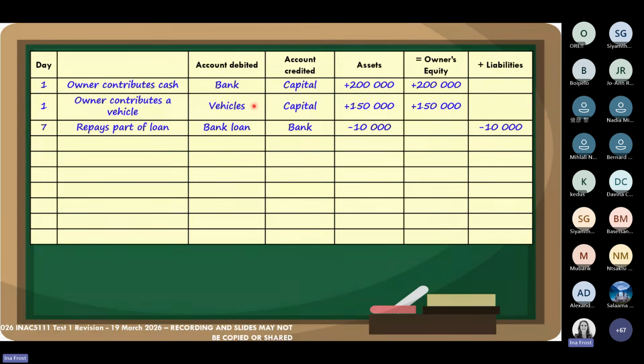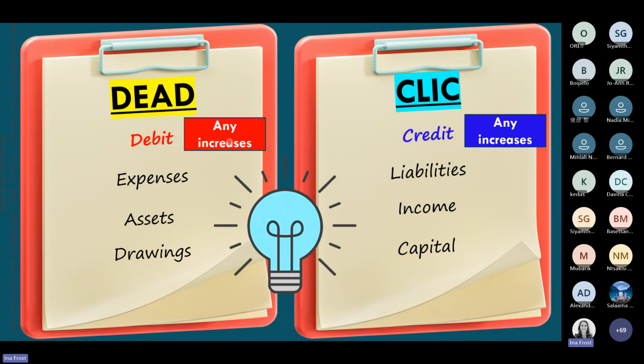Okay, the next transaction that they had this time around, they said the business was going to repay one of its loans. So we're going to reduce the assets, we're reducing the liabilities, we're going to credit the bank, and we're going to debit the bank loan. So we are still going to use our debit-credit rule, but remember earlier I said we're going to debit our assets if it is an increase, but this time around the asset is decreasing. So this time around, we're going to credit the asset because the asset is decreasing.